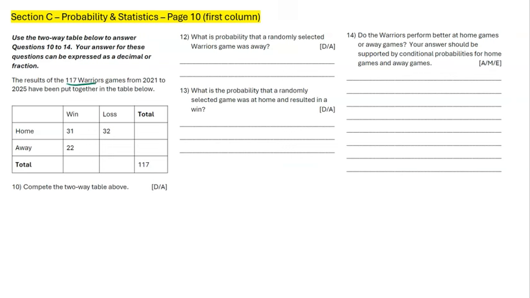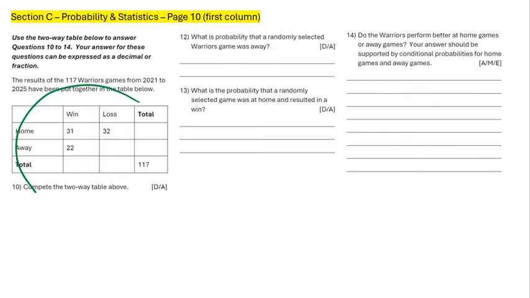The Warriors have had 117 games from 2021 to 2025. Part of that overlaps with the confusing COVID days where some home games were over in Australia. Some Australian teams then paid that back by having home games in New Zealand. It was a bit weird, so the numbers don't line up perfectly like you'd expect, but let's get into it.